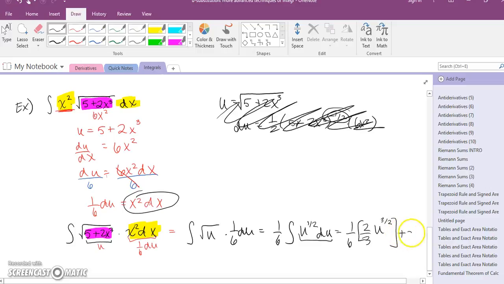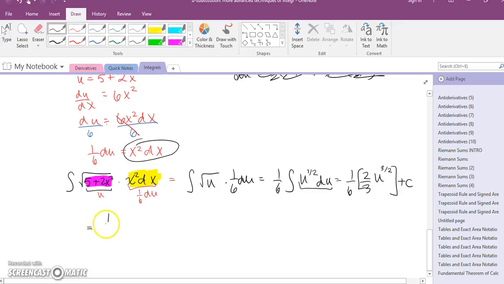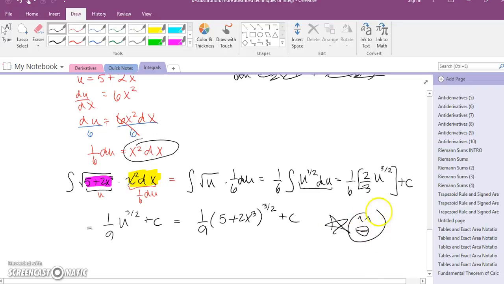I'm adding my plus c because this is an indefinite integral. There's no lower and upper constants of integration. And let's just clean this up a little bit. That would be 2 over 18 or 1 over 9 u to the 3/2 plus c. Last thing is I have to go back to x talk. So let's replace u with what I defined u to be, which is 5 plus 2x cubed, to the 3/2, plus c. Hooray, we did it.